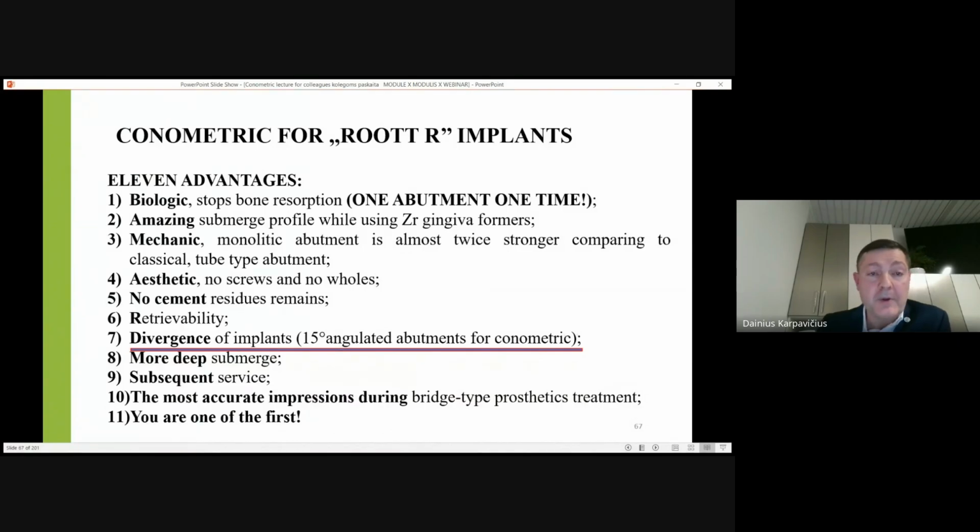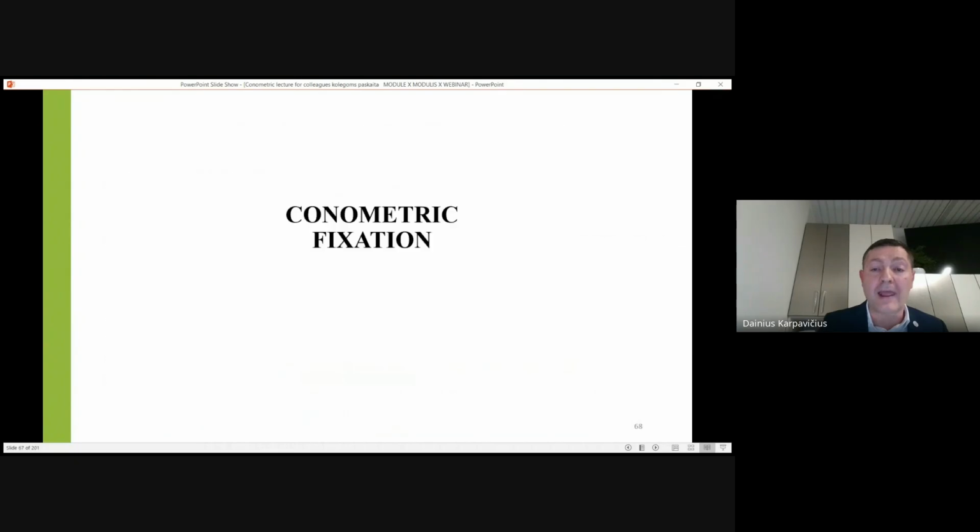Divergence between implants: not all solutions give us the possibility anatomically to place implants quite parallel, because, as I said, conometric has a 5 degree slope, a 5 degree fixation cone. When we are doing bridges, we suggest the divergence or convergence between implants should not exceed 10, 12, 13 degrees, because then one bridge will go on. If the implants diverge or converge with more degrees, here we have an additional solution, the angulated abutment.